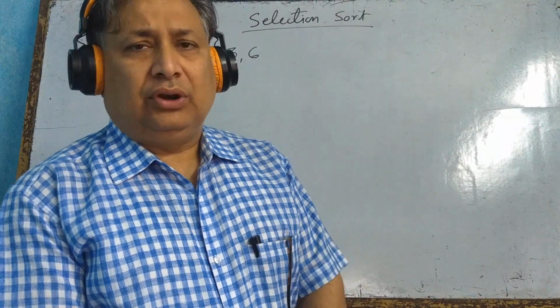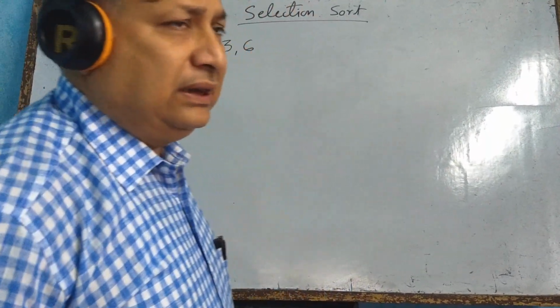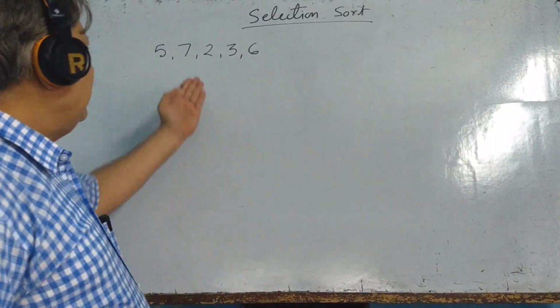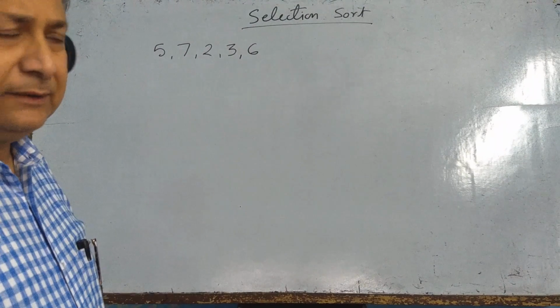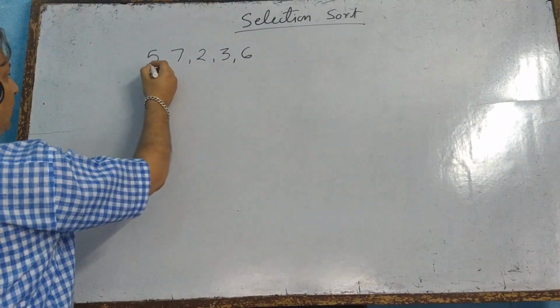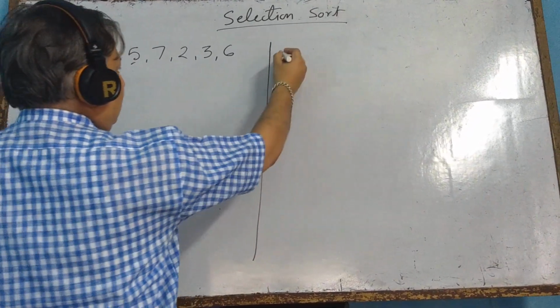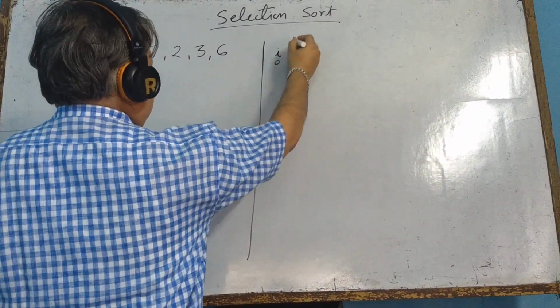Today in this video we'll discuss one more technique of sorting, that is selection sort. Selection sort technique works in this way. For example, if we have 5 numbers, we start with the first number. We consider that this number is the smallest.